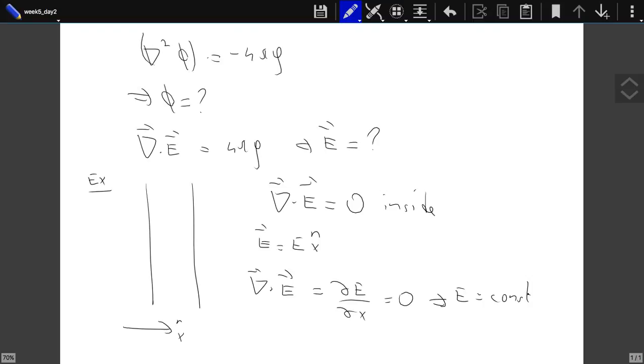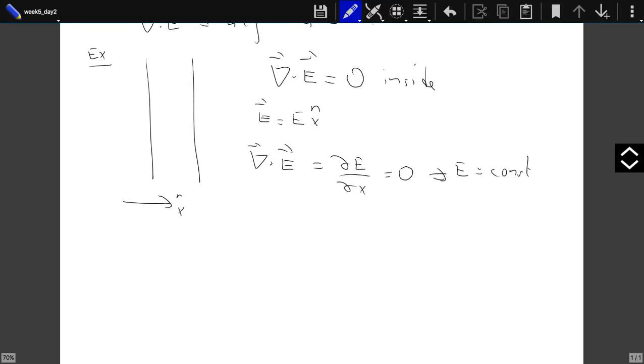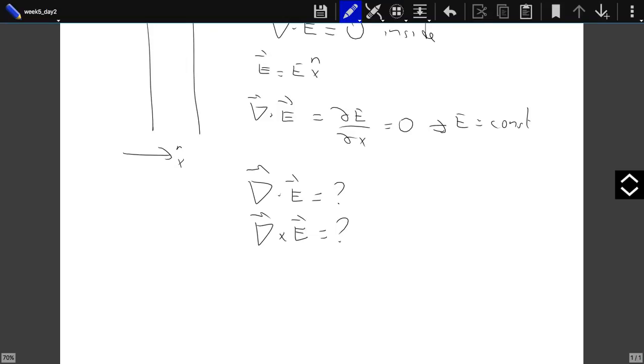And to be able to determine a vector field uniquely, you need to know the divergence of the vector field. You need to know the curl of the vector field. And you need to know the boundary conditions. If you know all these three, then you can solve uniquely for the vector field. Otherwise, there is not enough information.